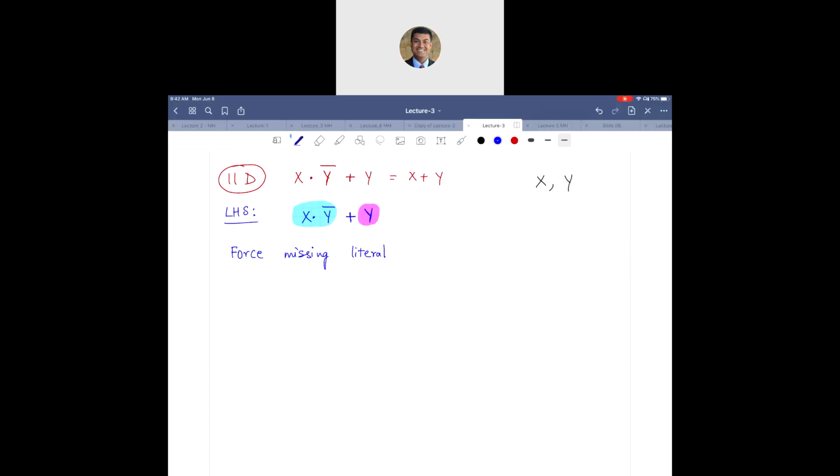How do I do that? Well, it's something like multiply and divide by 2, or add and subtract 5, right? You guys have done those kinds of tricks in arithmetic and algebra all the time. So you manipulate without changing the logic, or without changing the value of the expression. In the same way, we will keep x and y complement as is, but for y, we will force the missing literal. So we will force x onto that by anding y with x or x complement. We know that x or x complement is simply 1, so it's not changing the value.